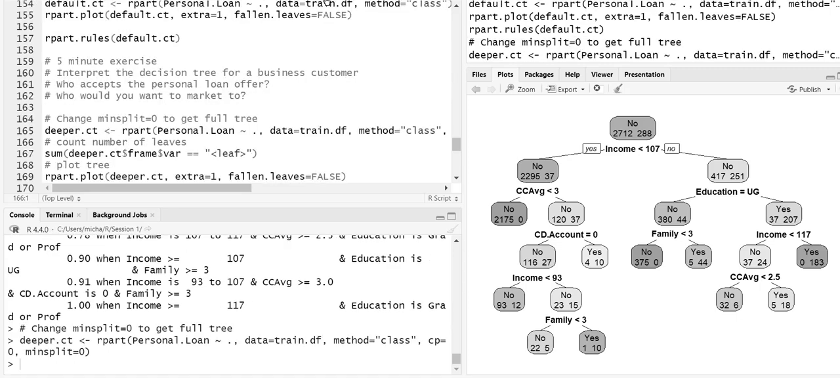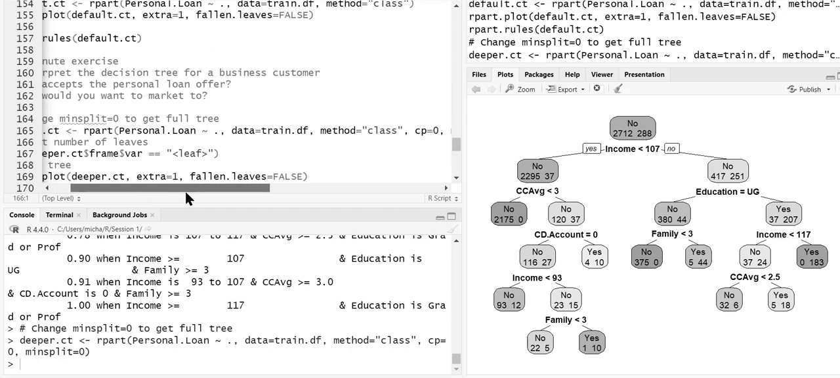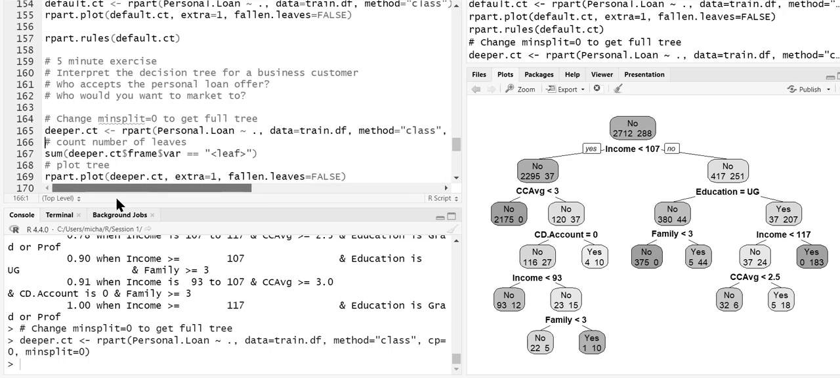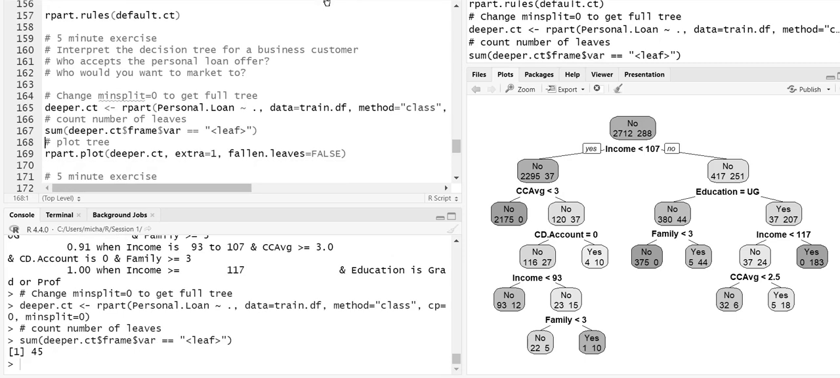Okay, so now we're going to get a deeper tree. Here we're going to set what's called the complexity parameter and the minimum split parameter, which is basically going to go all the way down. So you see that in this tree we have some misclassifications here at the bottom where we don't keep splitting after a certain point. So we have like 22 and 5 and 32 and 6 and 5 and 18. Here we're going to go all the way down in order to illustrate overfitting.